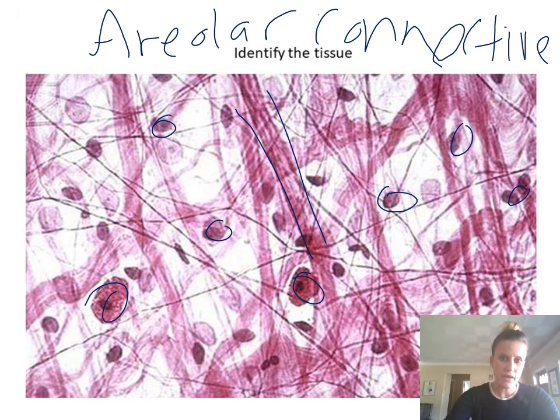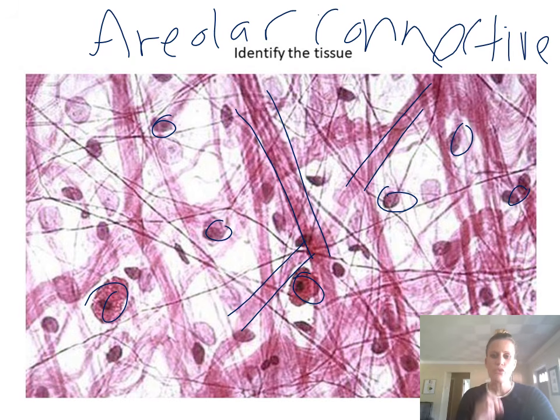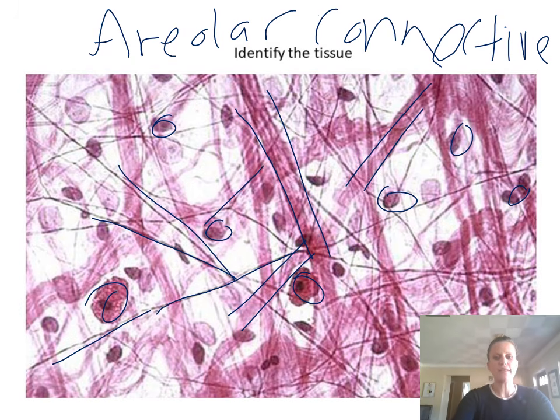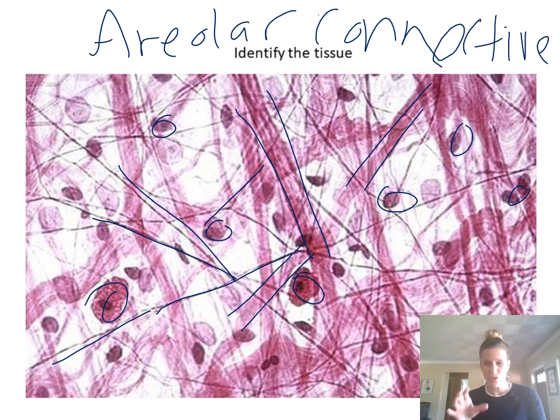All of these pink lines that you see here, the wide pink ones, those are collagen. All of these thinner, more dense dark lines, those are elastic fibers. So collagen is more pinkish and big. Elastic fibers are darker and more dense, like straight lines.